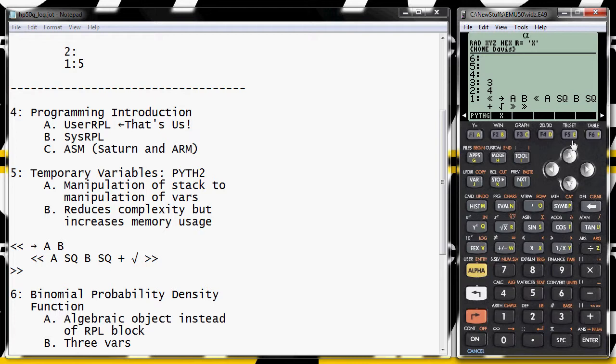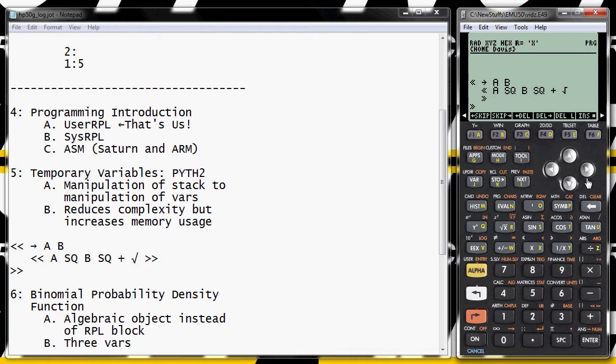We'll go ahead and give it a name, PYTH2, Pythagorean Theorem 2. And we'll store it. And there it is. So if I do it the old way with PYTHG, put the stack, we get 5. If I do the same thing with PYTH2, we also get 5. And so great.